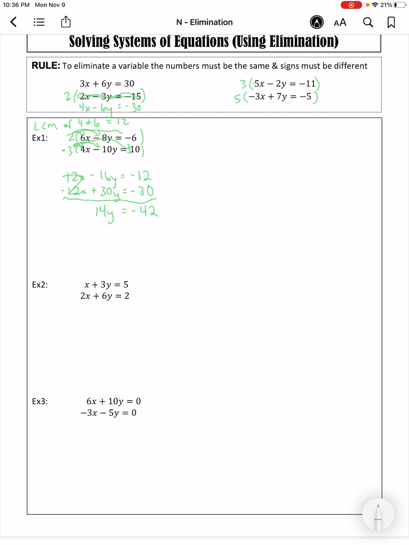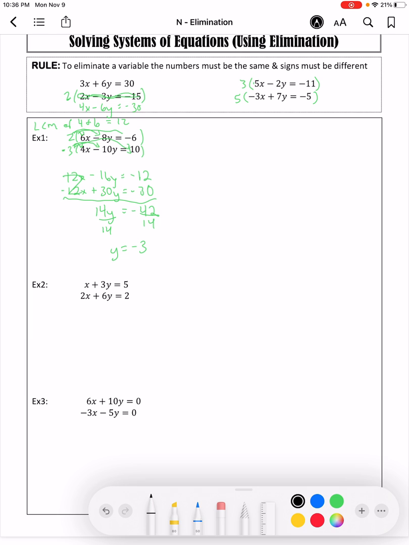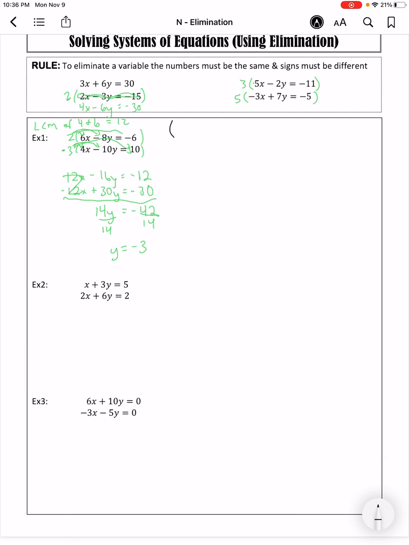Now that I've eliminated x, I'm going to find the y value that works. I'm going to divide both sides by 14. So a negative 42 divided by 14 means that y equals a negative 3. So now I automatically have half of my answer. I know that the ordered pair of my answer is going to be something and negative 3. But how do I find out what that other value is?